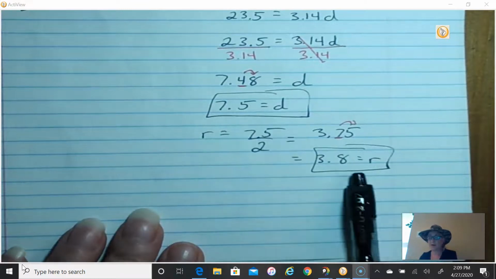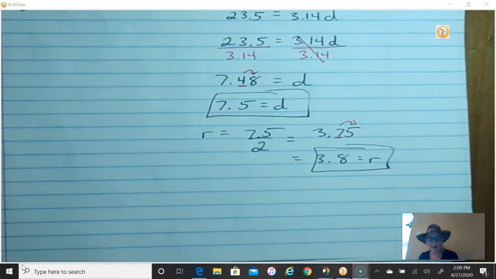So there's diameter and radius. And yes, you have to find both, children. All right. Let's move on to 12.